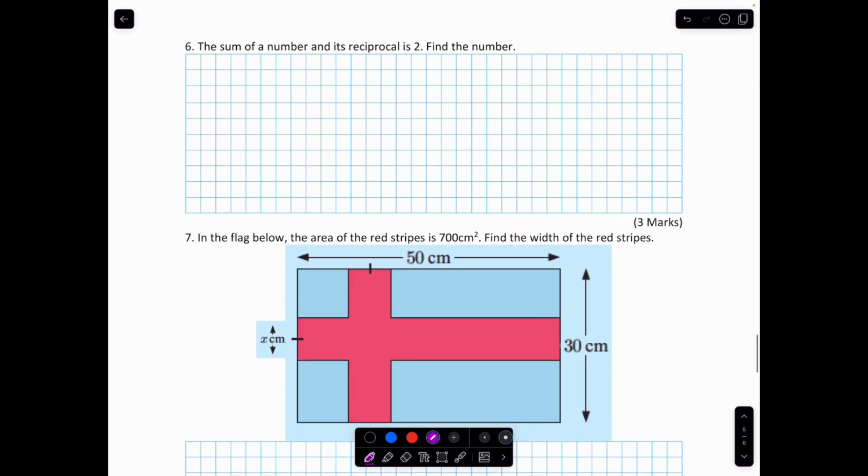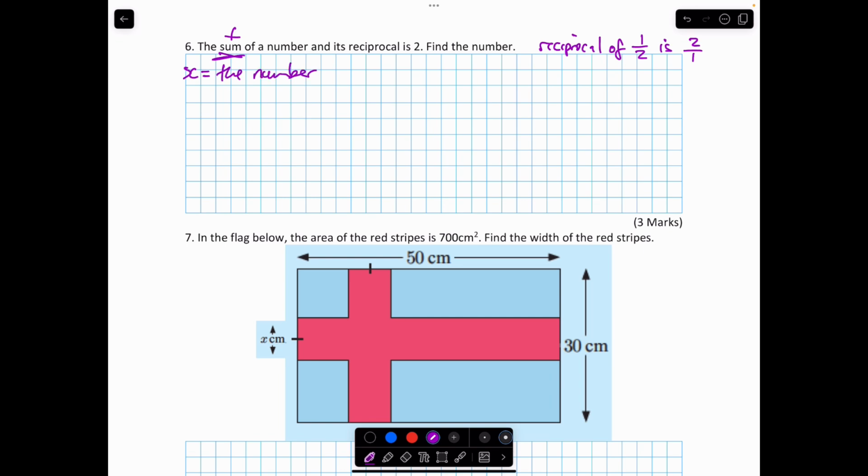A couple of worded problems. The sum of a number and its reciprocal is 2. Find the number. The reciprocal is any fraction flipped. So example of that is that. Just keep that in mind if you've never heard of the term reciprocal. So the sum means addition. Let's call x the number.